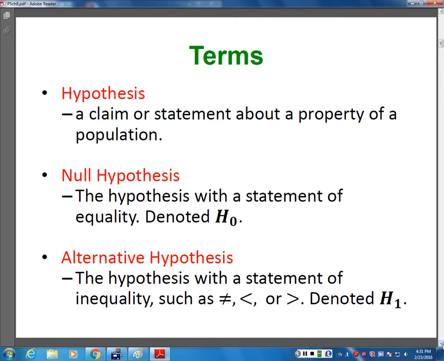This is the hypothesis that we will be assuming to be true and trying to disprove using the rare event rule for inferential statistics. The alternative hypothesis is the hypothesis with a statement of inequality, such as not equal to, less than, or greater than. And that's denoted H sub 1. Now some textbooks denote that H sub A for alternative. For consistency, these slides will use H sub 1.